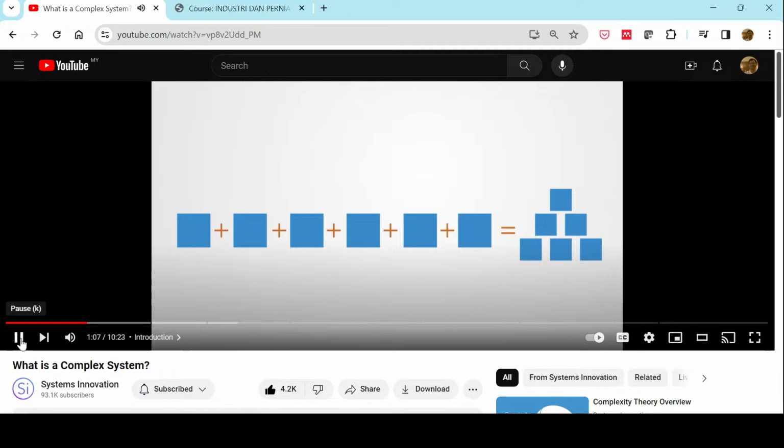Yes. If they are connected and interacting among each other, then they emerge a new character, or new characteristics, a new order, a new whole, W-H-O-L-E, whole.